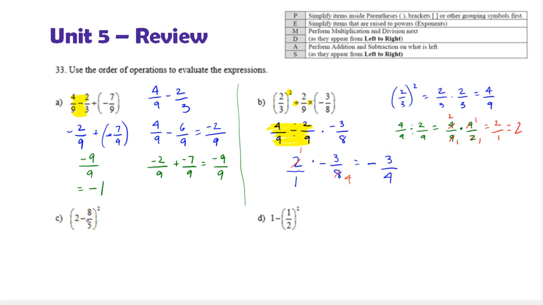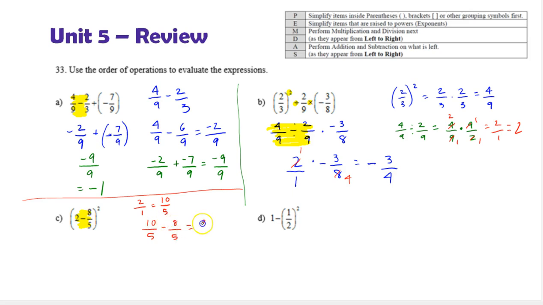Let's look at the next one. So first we have to do what's in parentheses, which is 2 minus 8/5. Okay. So we need to give them a common denominator. 2 currently is over 1. So to write 2 as something over 5, notice I would multiply by 5. So I could write 2 as 10/5. I chose fifths because notice 8/5 is written over 5, so I wanted them both to have a denominator of 5. So 10/5 minus 8/5.